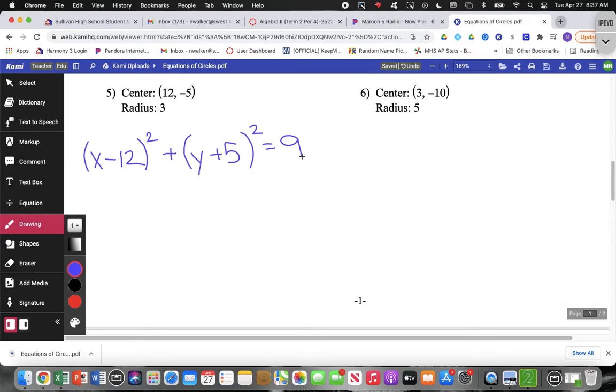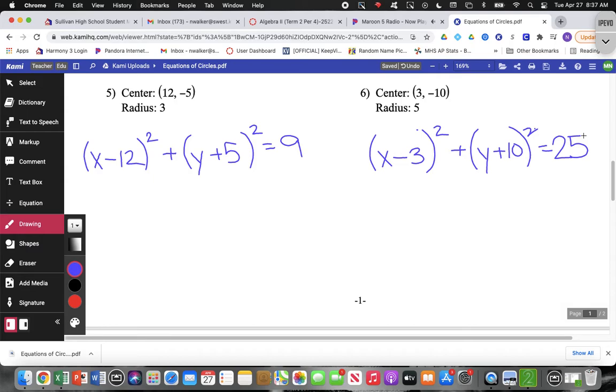Any questions? Now for the last one, we see a positive 3. So for your first parenthesis, did you guys have x minus 3 squared? And then y plus 10 squared, because if it's a negative, we plug it in as a positive. Now what does this equal? What's 25? What do you guys think about part 1?